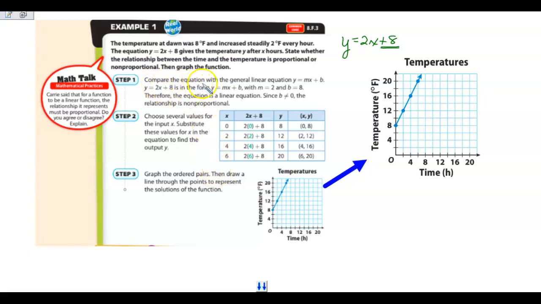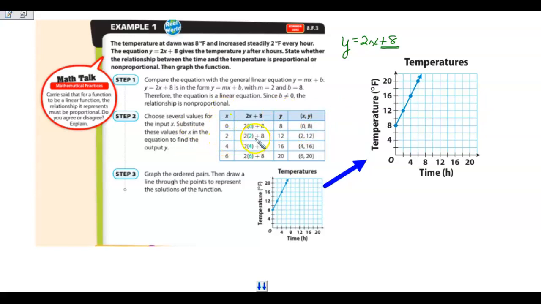It says compare the equation with the general linear equation y equals mx plus b, and we see that the b is 8, that's our y-intercept, and therefore it is a linear equation, but it is non-proportional. We're going to choose several values for the input x and substitute these values for x in the equation to find the output y. So if x is 0, I'm going to place 0 in my equation. 2 times 0 is 0 plus 8 is 8. And so 8 is my output, and then my ordered pair is 0, 8.